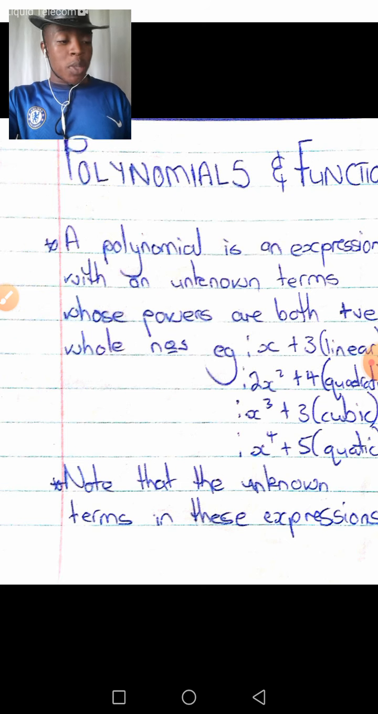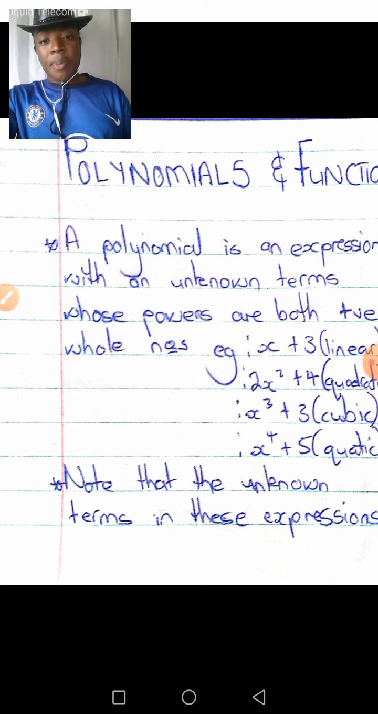A polynomial is best defined as an expression with an unknown term or terms, as a plural, whose powers are both positive and whole numbers as well. So these powers that we're talking about, we have examples which include x plus 3, right? We've got 2x squared plus 4. We've got x cubed plus 3. We've got x to the power of 4 plus 5.